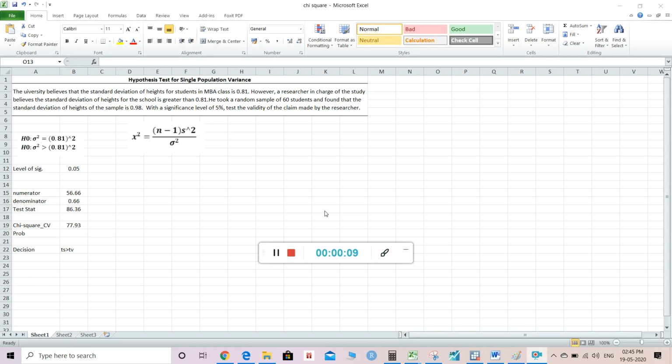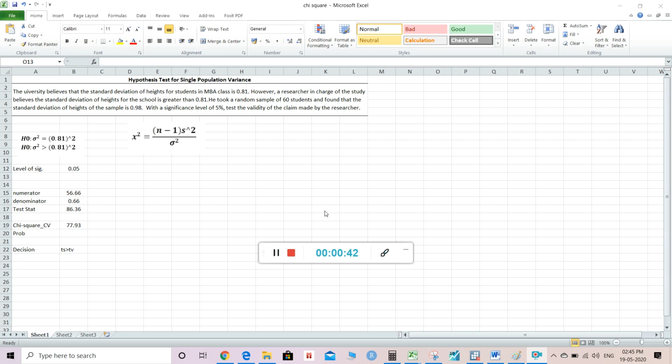The university believes that the standard deviation of height for students in the MBA class is 0.81. However, a researcher in charge of the study believes the standard deviation of height for the school is greater than 0.81. So he took a random sample of 60 students and found that the standard deviation of height of the sample is 0.98. With a significance level of 5%, test the validity of the claim made by the researcher.